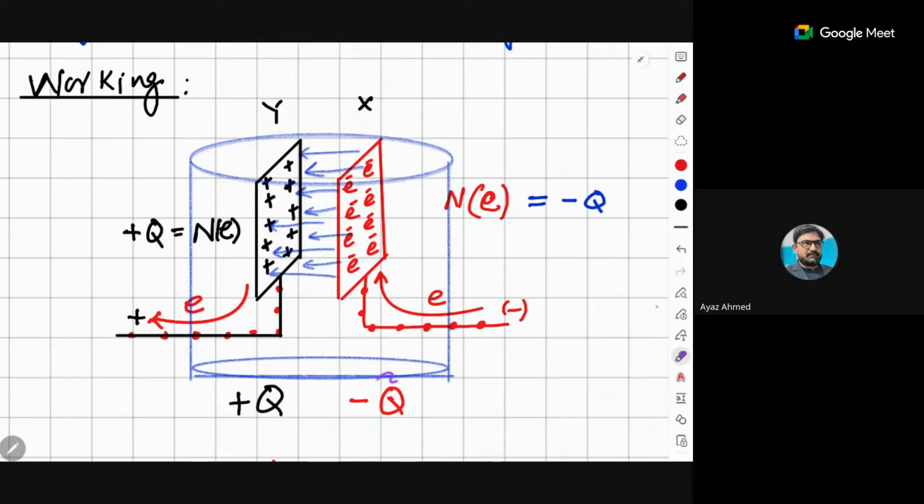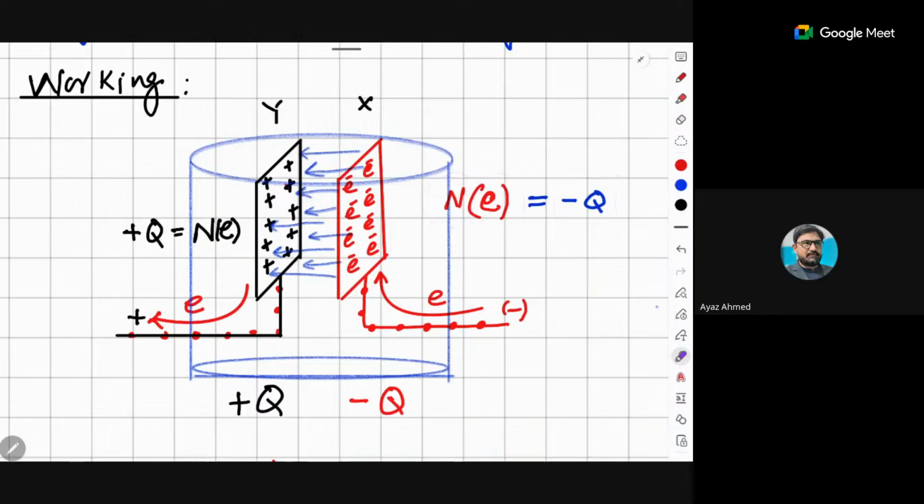When you connect the plates to the battery, what happens? The plate which is connected with the negative terminal of the battery, the electrons are accumulated on that plate, and it gets negatively charged. So it means this has all negative charges. I will simply say that if total charges are Q, then it is negative Q, right? Because you know that total charge is the number of electrons times the charge of one electron.